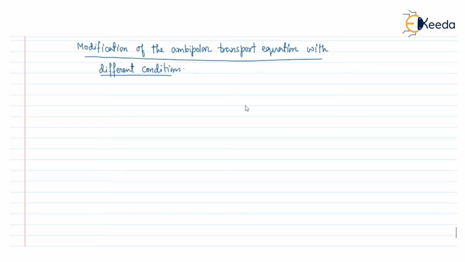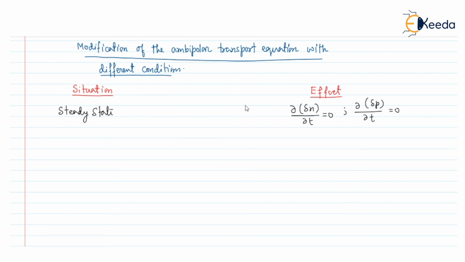Let us make a column. In the first column, I am taking the situation that is present, and what will be the effect on the ambipolar transport equation. So if there is a steady state condition present, then the term that contains del n by del t will be 0 in the transport equation. Also, del p by del t will be 0. Steady state means there will be no rate of change of excess carrier concentration with respect to time. That's why these two terms will be 0.